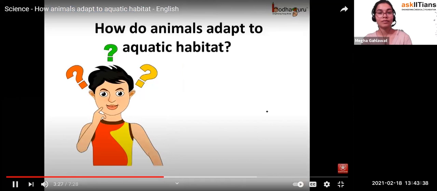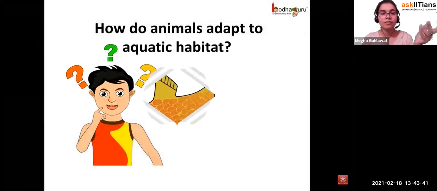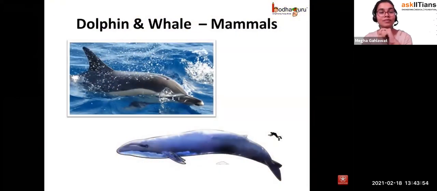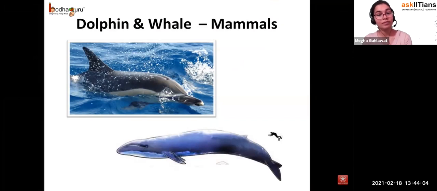How do animals adapt to the aquatic habitat? Let us see. All the organisms need to breathe in order to survive. The fishes and many other aquatic animals breathe through the gills. Unlike the fishes which breathe through gills in the water, the dolphins and the whales, which are marine mammals, breathe air through their blowholes. A blowhole is a hole on the top of the head of the whale or the dolphin. These animals have large lungs, so they can hold the breath for few minutes.